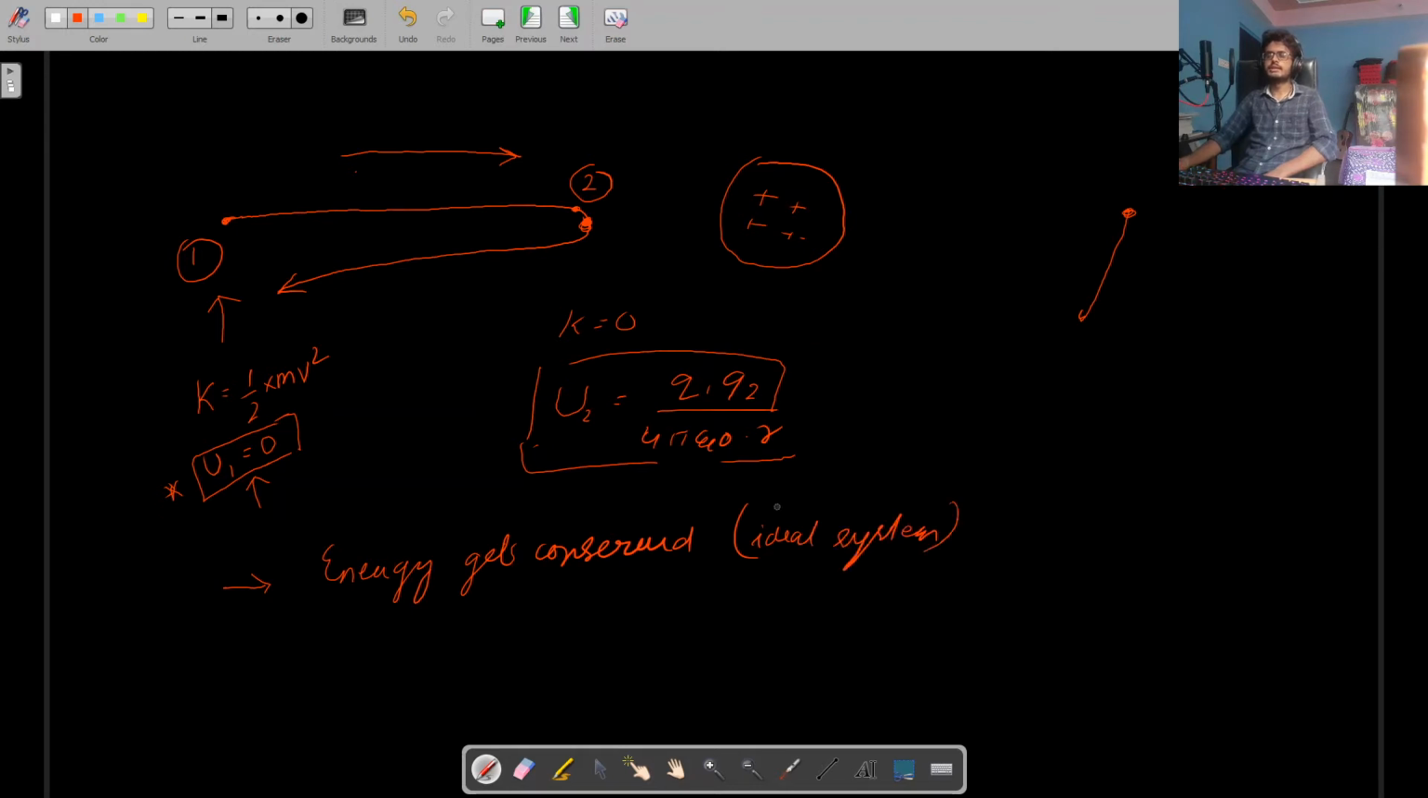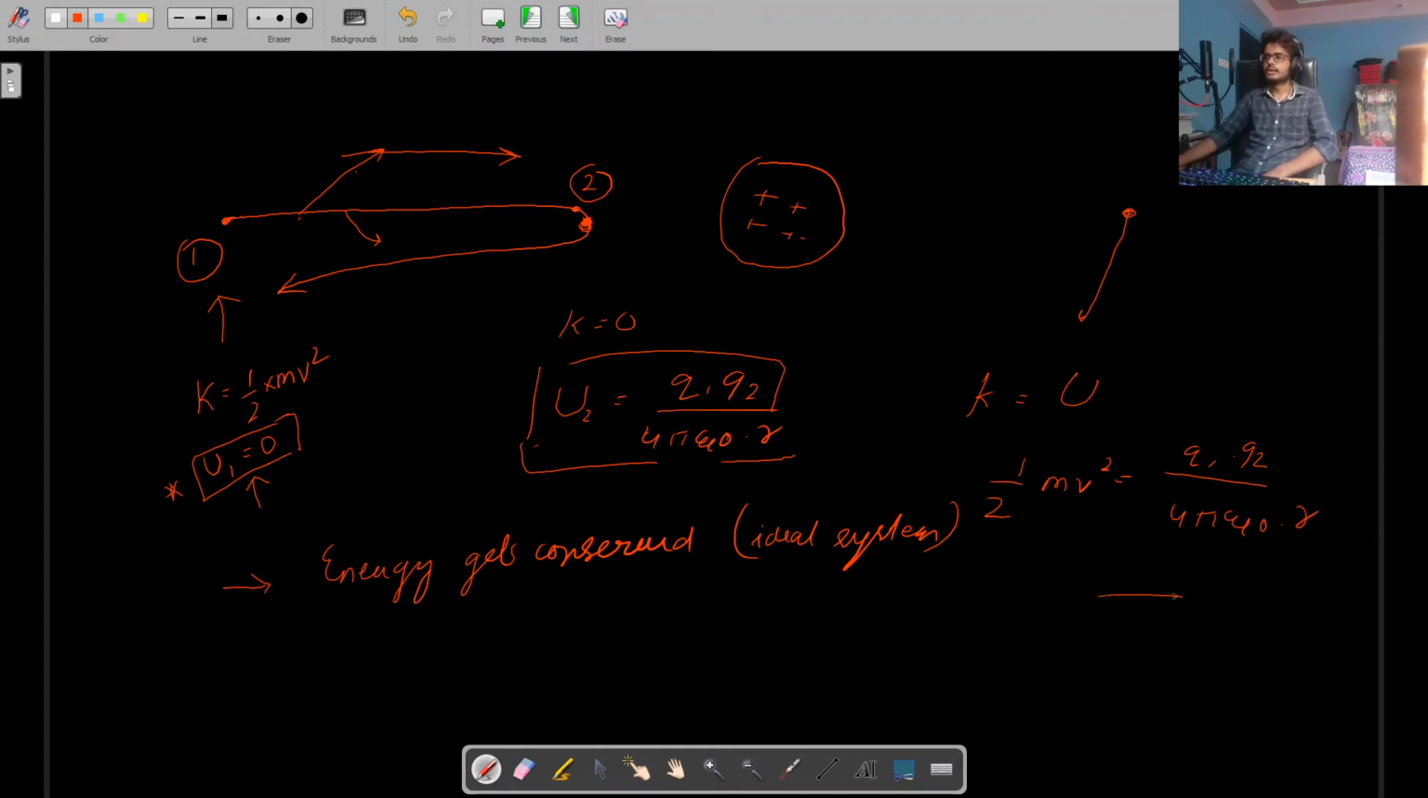So we consider this system to be ideal. There is no loss of energy from the moving charged particle, the alpha particle. It is not losing or radiating any energy on its way. The kinetic energy that it had at this position gets completely converted to potential energy at this position. So we can conclude that K will be equal to U. So K is half mv square, which is equal to Q1 Q2 divided by 4 pi epsilon naught into R.